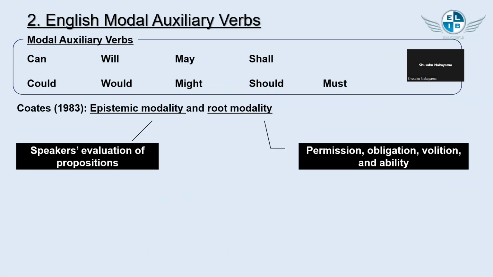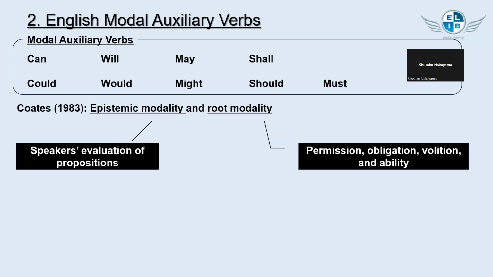As a case study, I performed a new CIA on the use of English modal auxiliary verbs. I mean can, will, may, shall, and their corresponding past tense forms plus must. Semantic notions conveyed through modal verbs are called modality, and they are classified in several ways. One of the most widely used ways is that by quotes. She divided modalities into two types, epistemic modality and the root modality.